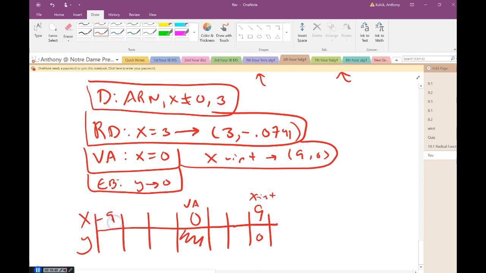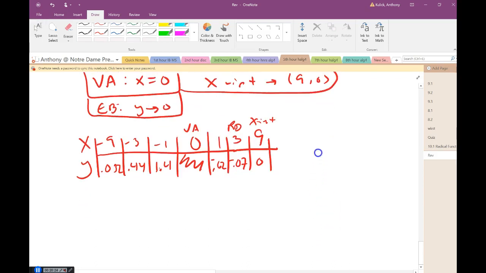So I'll do negative 9 over there. I guess I'll slap in the removable discontinuity. And then, I don't know, I'll just pick something like 1. So to match those other pieces up, I'll do -1, -3, and -9 over there. Everybody's all right there? Okay. I'll go to my calculator and get the y values out of this. So there's that.